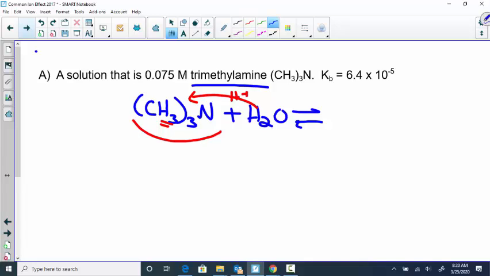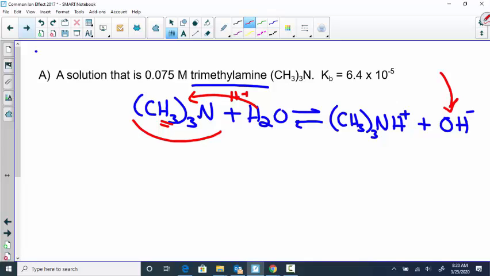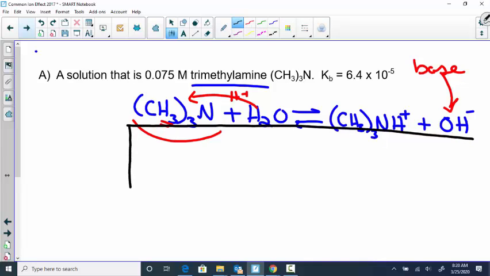So if that's what donates the hydrogen, then what we're going to get is (CH3)3NH+ and OH-. And therefore, because we have that OH minus, we know that this is a base. And I do need you to get used to seeing, hey, I have OH. That's going to become a factor in this next chapter, that I have a base. Now, the end result of this is we need to create an ice chart.